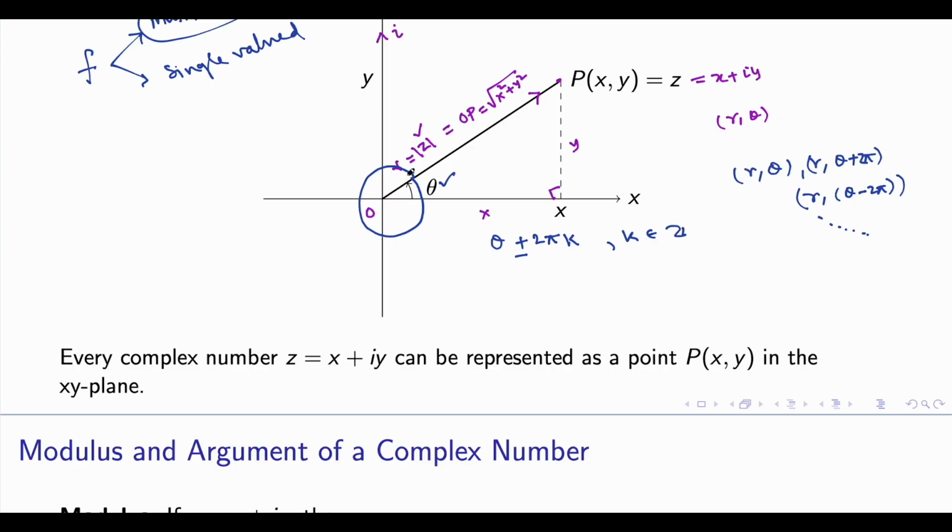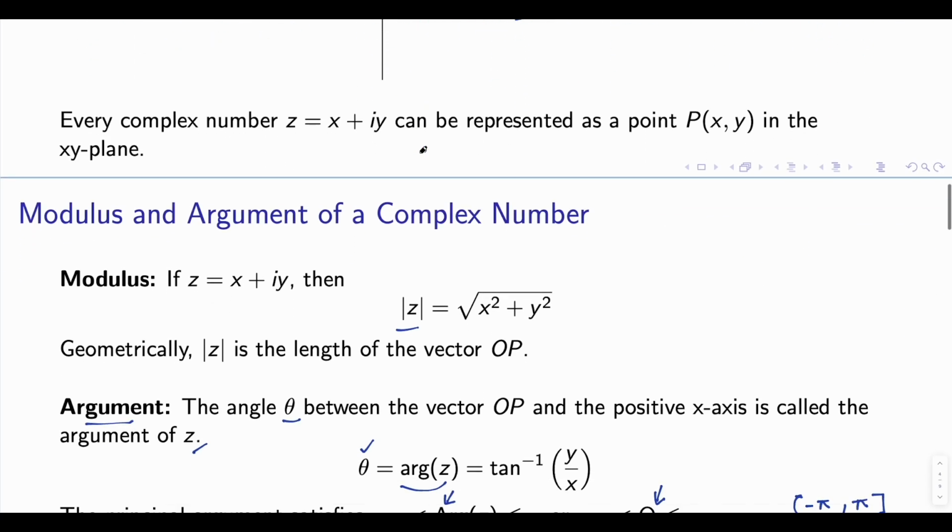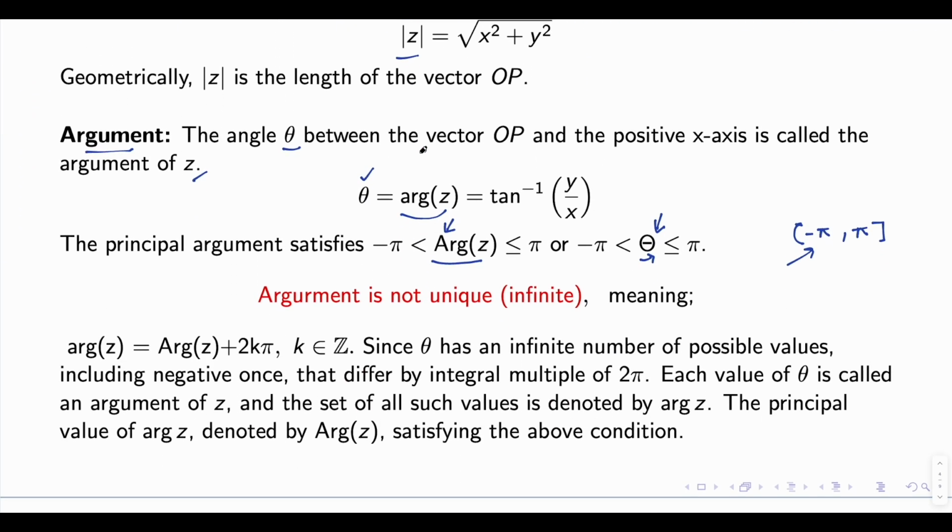If I repeat another interval from minus pi to pi, then again I'm going to get a unique value. So in every 2 pi interval, I'm going to get a unique value of the argument. That is called the principal argument. Here, from minus pi to pi, plus pi is closed and minus pi is open, so that I will get the unique value.